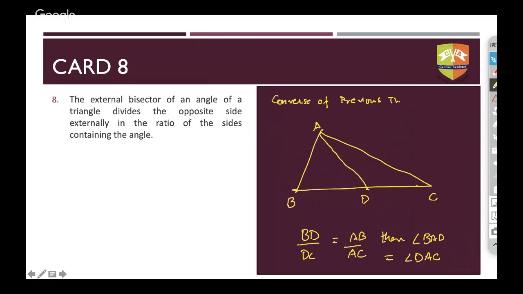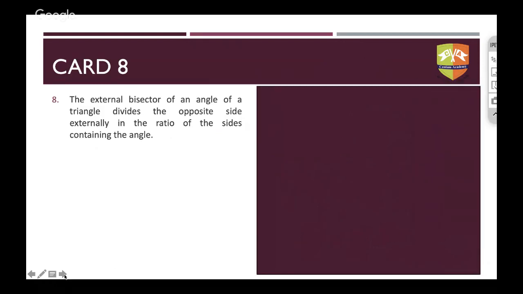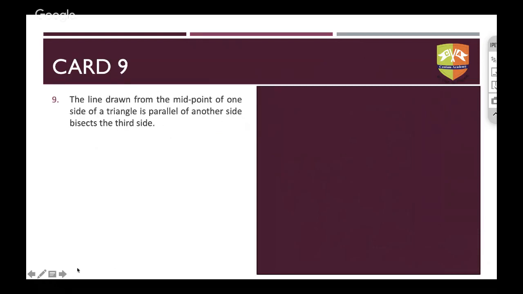So I would do one thing, because we have lots of slides to cover. I'll just try and recap the theorems first, and then as time permits, we'll come back and see how many proofs we can deal with. Keep these theorems in mind while solving problems. Next is the line drawn from the midpoint of one side of a triangle parallel to another side, and it bisects the third side. It is a direct fallout of Thales theorem.